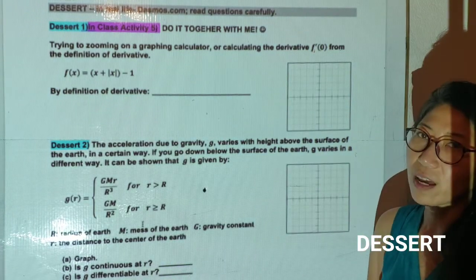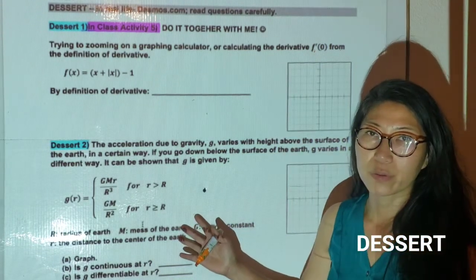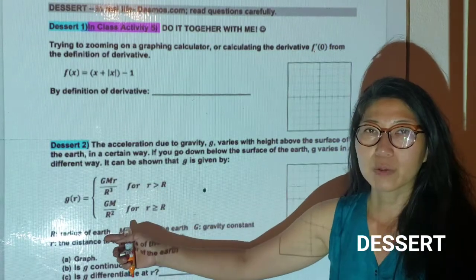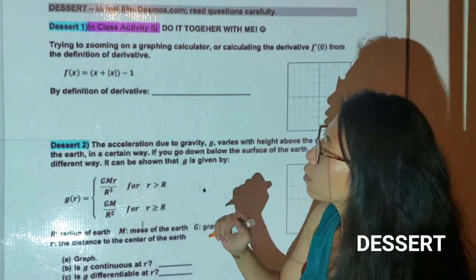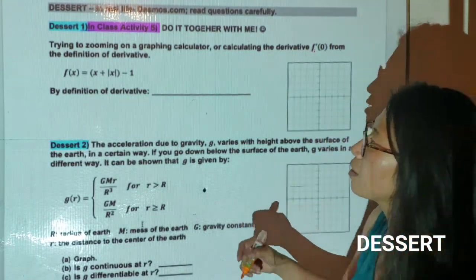So I will show you also how I can approach it without a graphing calculator. Some of them you cannot actually use with a graphing calculator, like this example, not going to graph it with a graphing calculator. Why? Because we don't know the value. You cannot even punch it in. So let's look at our dessert number 1. Also, it will be in-class activities 5. Just do it together with me.